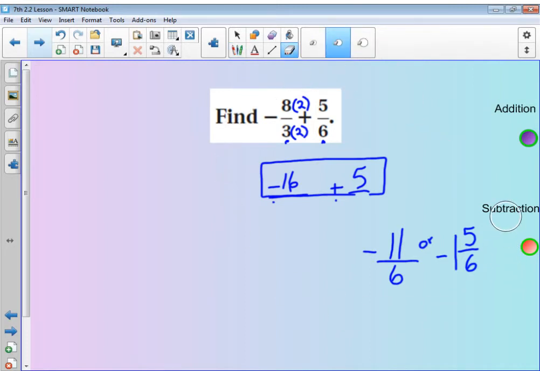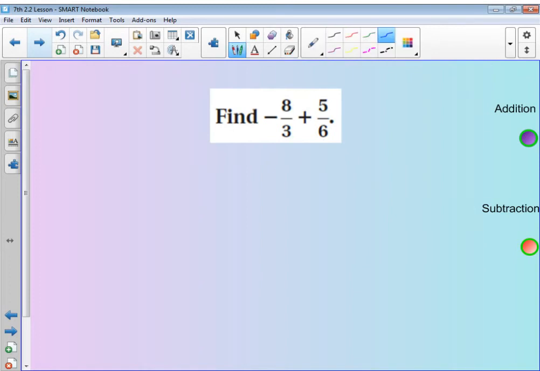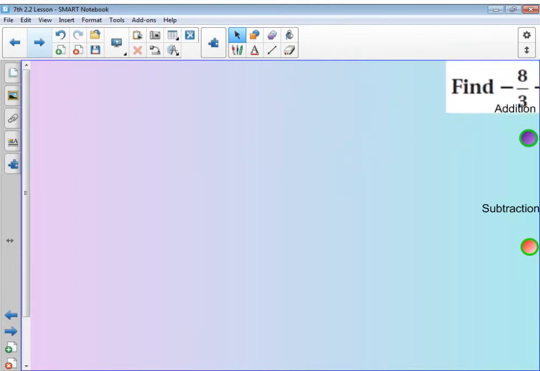Okay, so let's try another one. And if you like the crisscross method, you can use that. But I will tell you right now that on the ones that we're practicing right now, it's probably one of the numbers is already in the form that you need it.